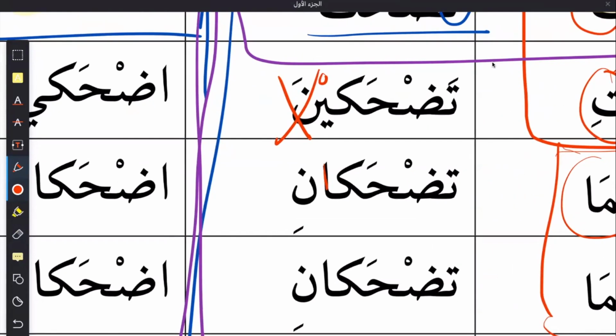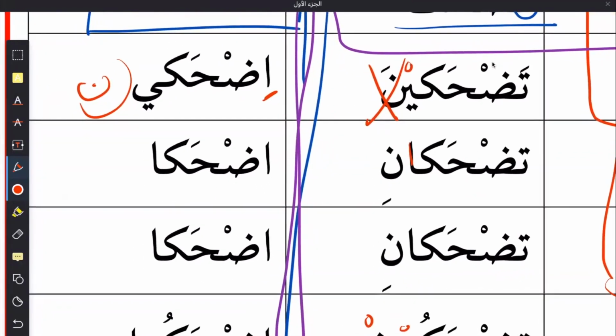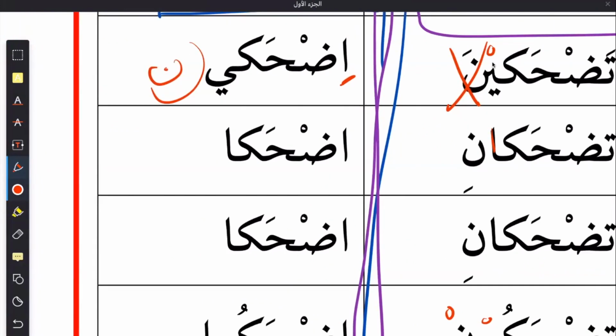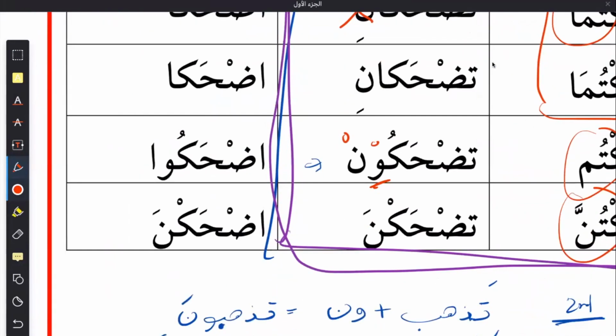So you had tadhakina. After adding hamzatul wasl, you say idhaki. This noon is missing. Instead of saying tadhakani, you say tadhaka. What happened? The only thing we did is we removed the noon. Same thing goes here, and same thing as well for here.